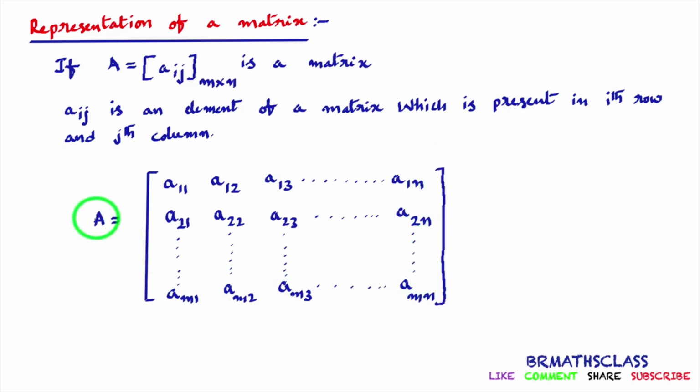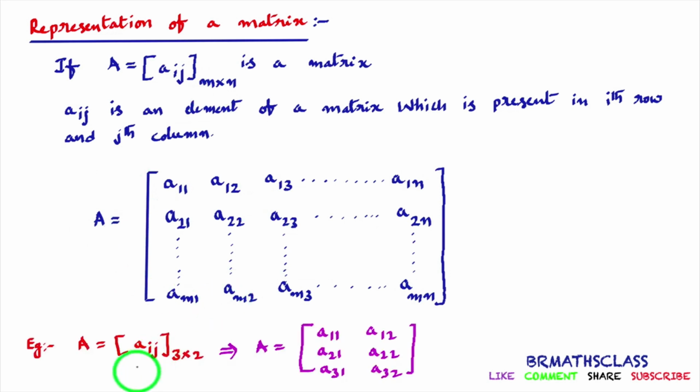So, if they say that A equal to [Aij] is a matrix of order m by n, then it looks like this. And you can observe that if a matrix is of order 3 by 2, that means the matrix contains 6 elements, like 3 into 2.